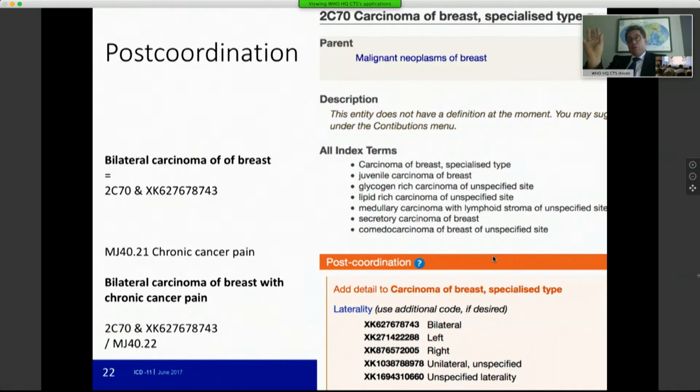If related to one case, you have this detail added, you can analyze all the data and say, okay, I'm not interested in the cancer, I'm not interested in the laterality, give me all the cases that were mentioning the MJ4022, and off you go. You can identify cases that had this chronic cancer pain.